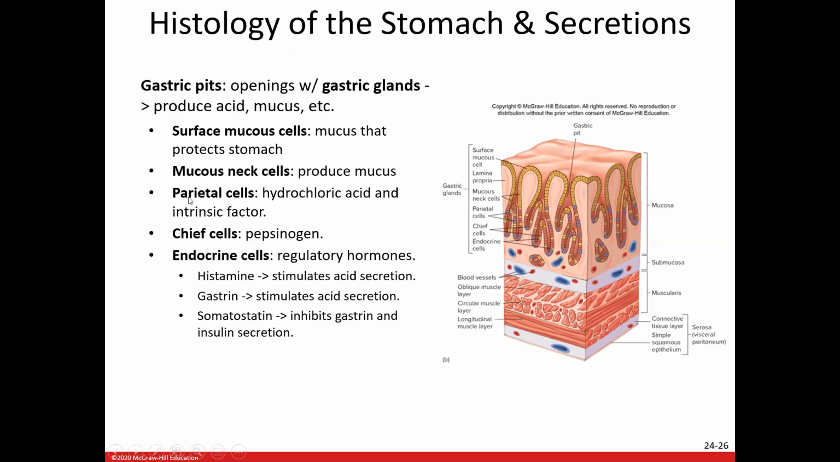You have what are called parietal cells. These produce your hydrochloric acid, which sanitizes the stomach, as well as converts this compound called pepsinogen to pepsin, which helps break down proteins. Your parietal cells also make what's called intrinsic factor. And your intrinsic factor helps with the absorption of vitamin B12, a very key vitamin.